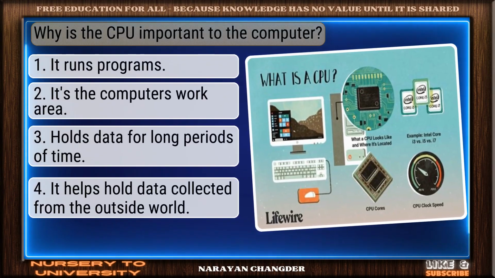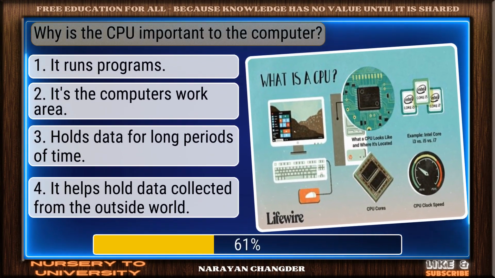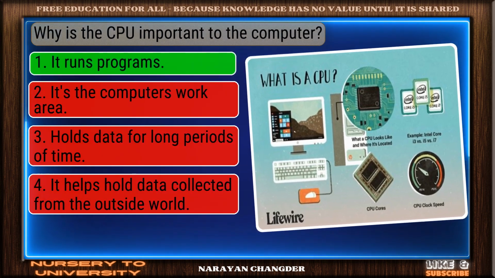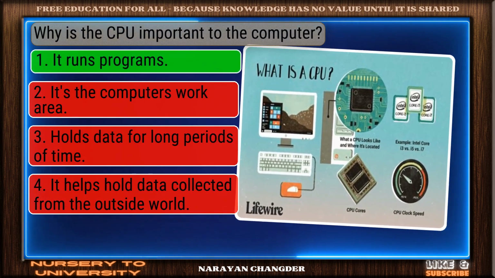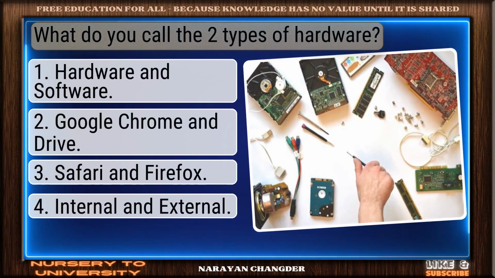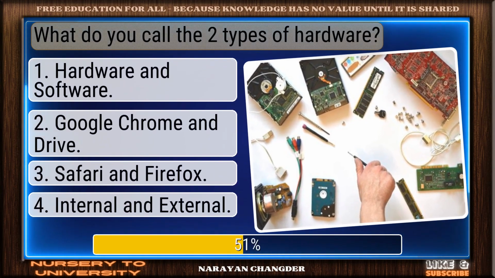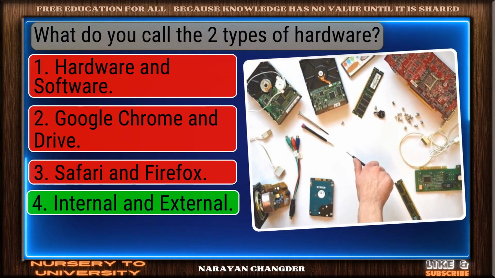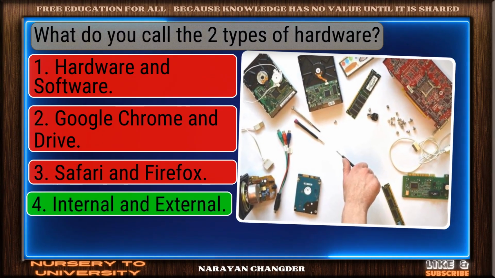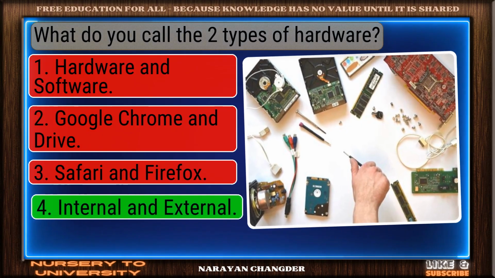Question number 3. Why is the CPU important to the computer? Right choice. It runs programs is the best answer. Question number 4. What do you call the two types of hardware? Correct response. Internal and external is the most accurate answer.